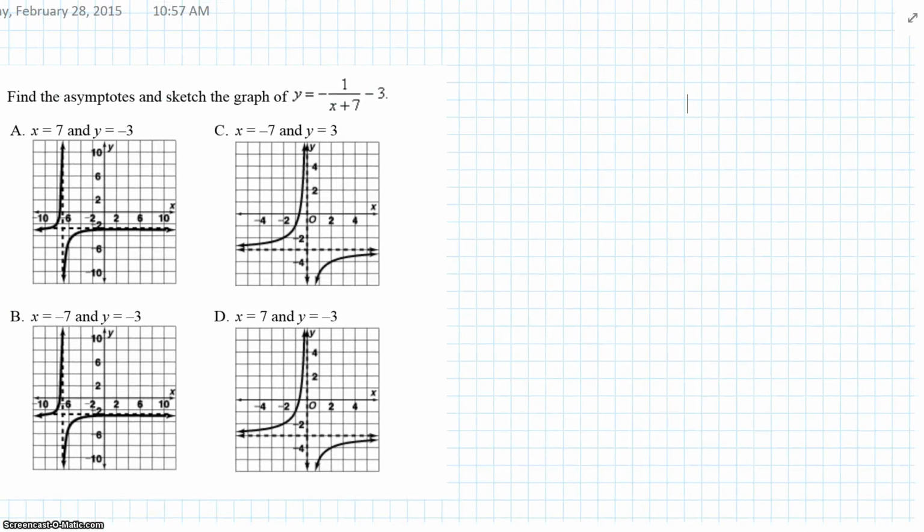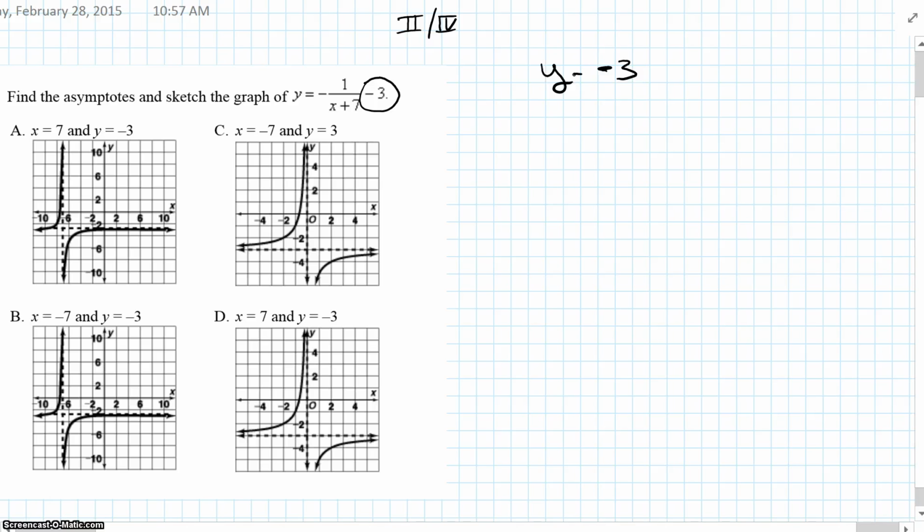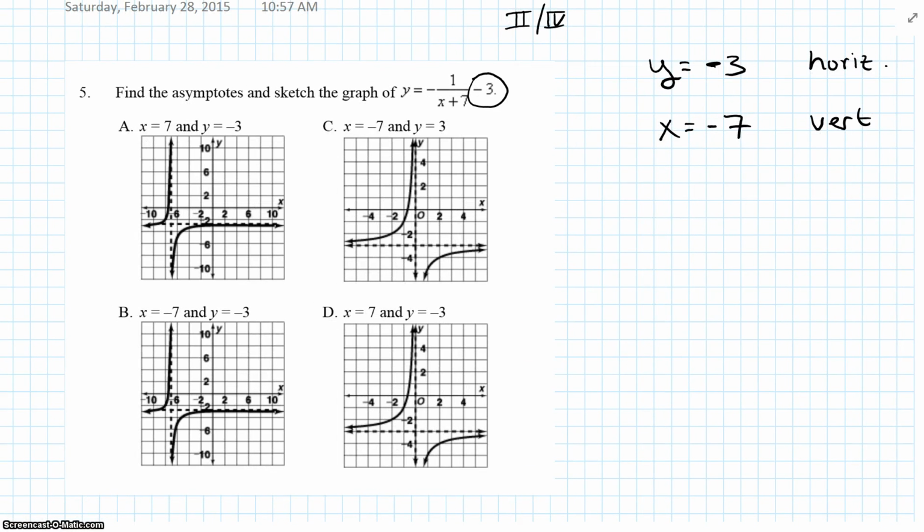Find the asymptotes and sketch the graph of y equals negative 1 over x plus 7, minus 3. Well, we know it's going to be in quadrants 2 and 4. Okay, our horizontal asymptote is going to be negative 3. So y equals negative 3 is going to be the horizontal asymptote. All right, and x equals negative 7 is going to be the vertical asymptote.